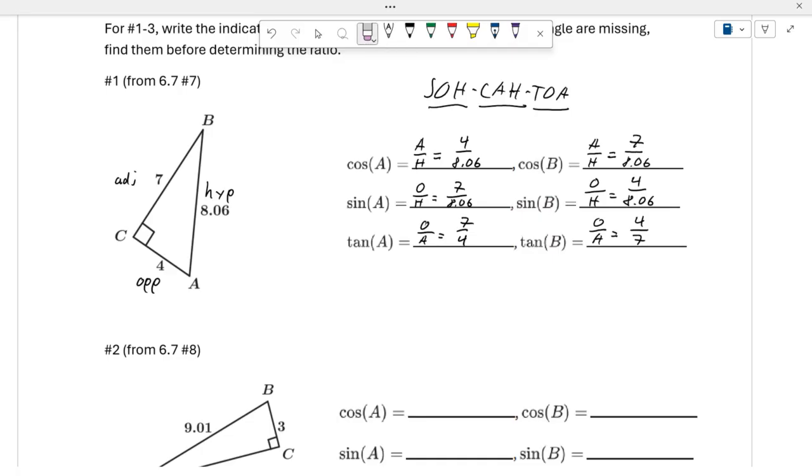I would encourage you to pause for a second and try to identify any patterns that you may notice in this problem. Between all 6 of these ratios, see if you can identify any patterns between sine, cosine, and tangent for both angles A and B, because there's definitely some things going on there. I'm not going to spell them out for you, but you might be able to identify some relationships between the trig functions and the various angles.